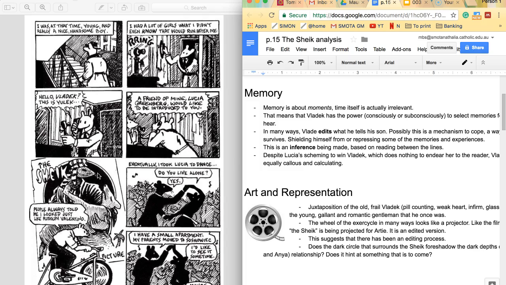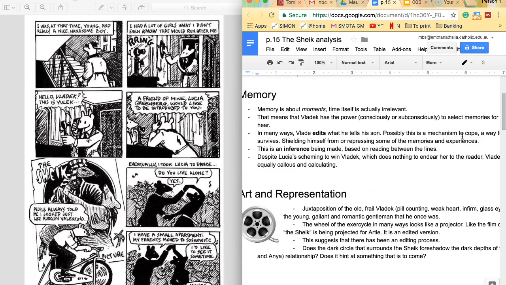So, whilst this is one moment, it's not as if Vladek has remembered every single thing that ever happened. He's choosing particular points in time to talk about, and he is, in a way, editing the memories that he is giving to his son Artie. And possibly, as I said, it's a coping mechanism for him to survive, shielding himself from some of his own memories and experiences. But that's up to you how you want to talk about it, in the way that what he's telling him is maybe a sanitized version of what happened. It might not be the true horrors of what happened.